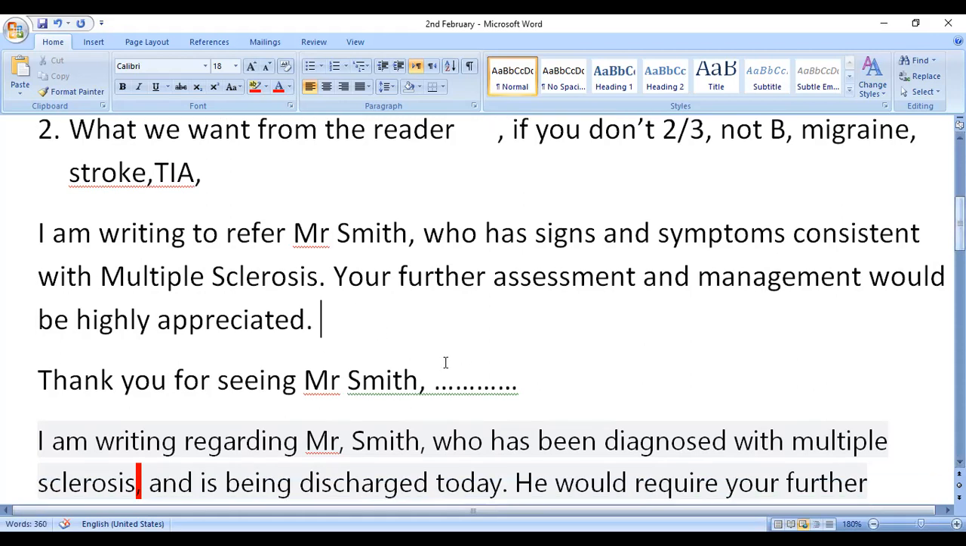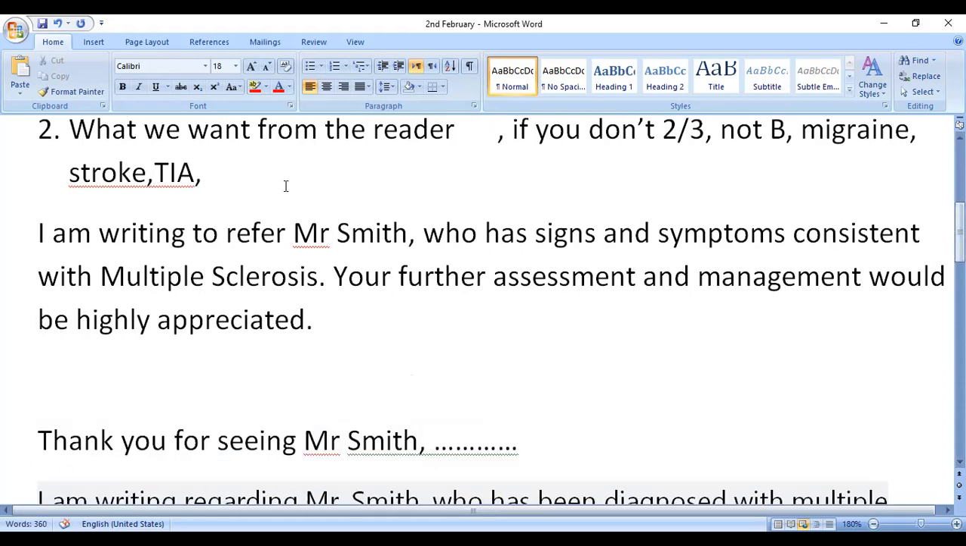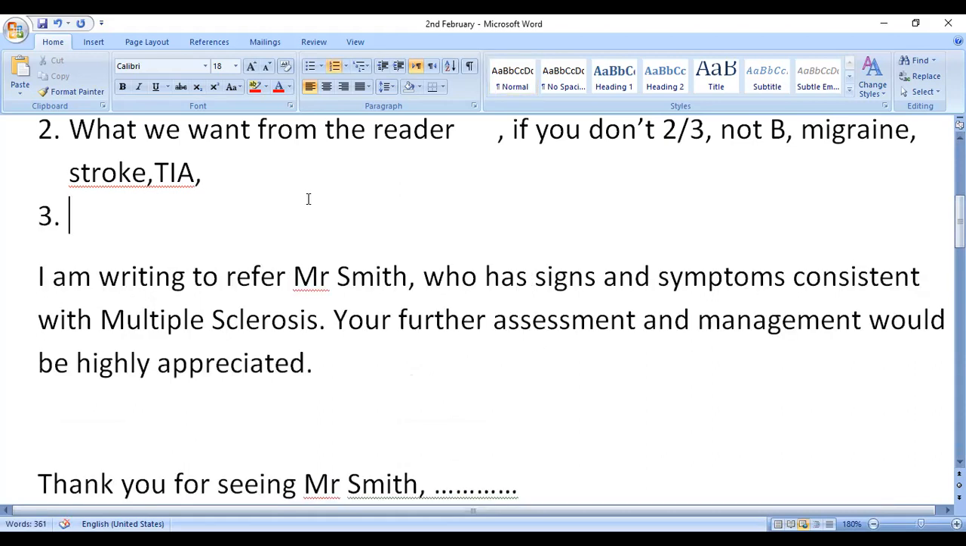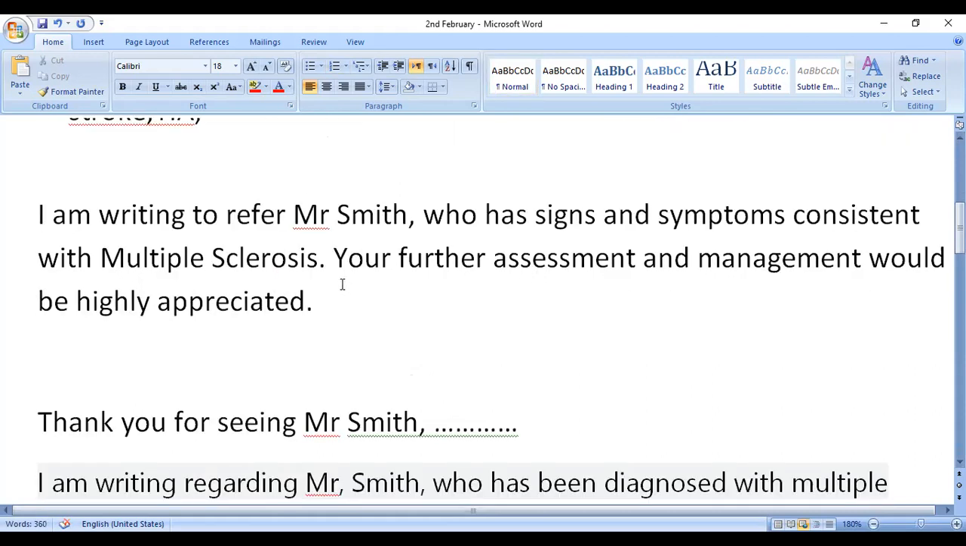So if you see in this purpose, there is something wrong, okay? I have written it intentionally. What is wrong in this purpose? Can anybody spot what is wrong in this? Anybody can point out what is wrong? Who has signs and symptoms of multiple sclerosis?